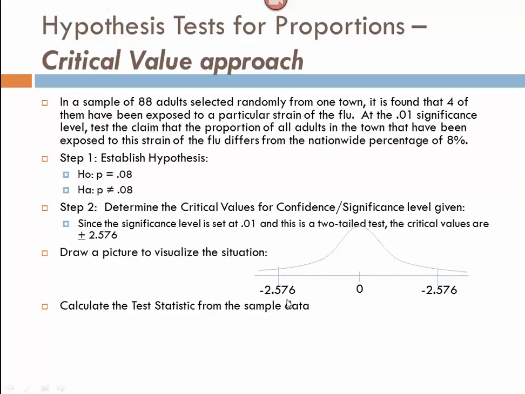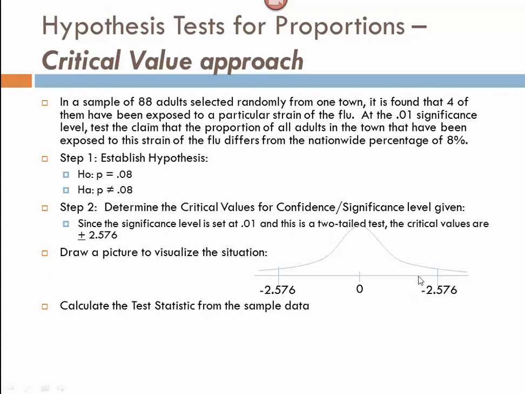So these are set up ahead of time. We know exactly the bar we have to surpass with our critical values. We have to get something beyond negative 2.576 or something beyond positive 2.576.